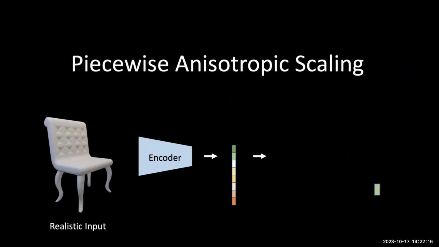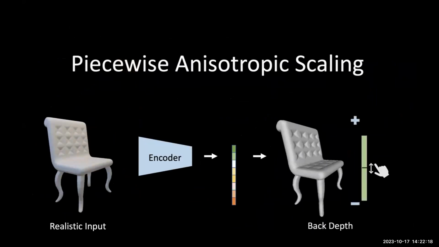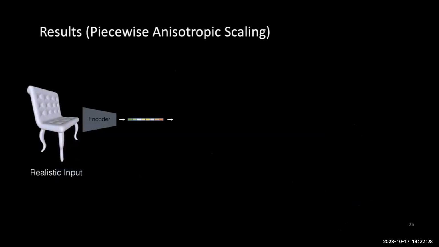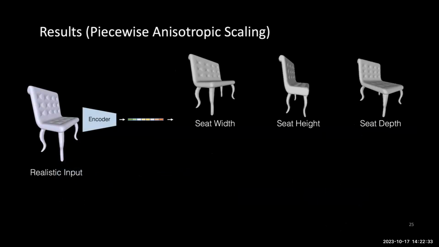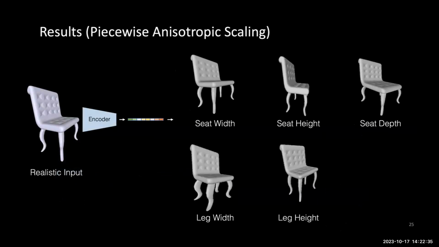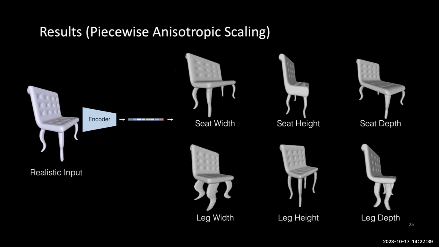For the first application, anisotropic scaling, meaning given a shape, we're going to use the slider to drive the animation of editing a part of the chair. For example, for this chair, we can easily perform this isolated piecewise isotropic scaling for different parts of the chair without changing the details or changing the other parts of the shape.